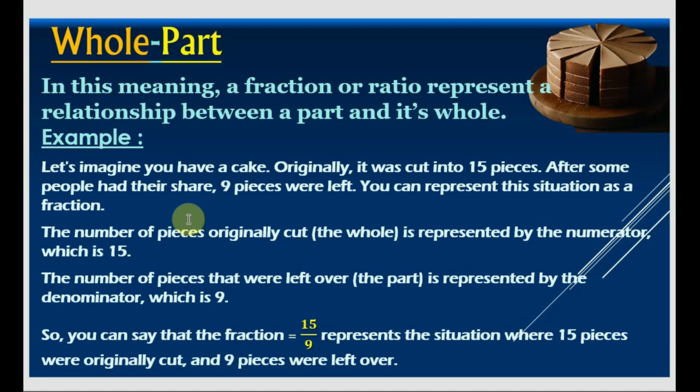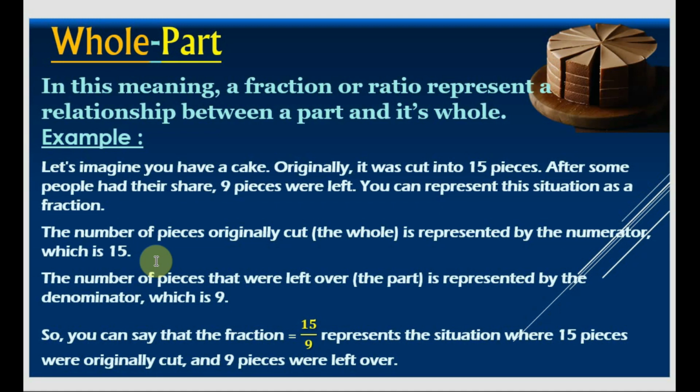Out of these 15 pieces, some people have taken their share, while the leftover, the ones that are left, are still 9 pieces. So the number of pieces originally cut is the whole, and is represented by the numerator. The whole that has been cut into 15 will be the numerator, while the leftover, after people have taken their share, is now referred to as the part, which is the denominator.